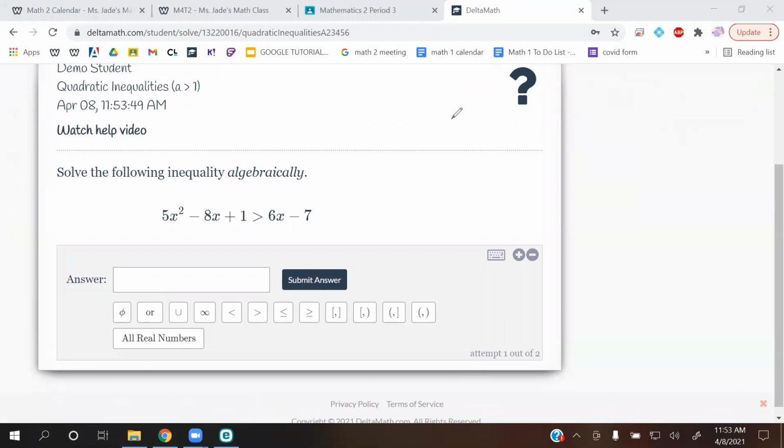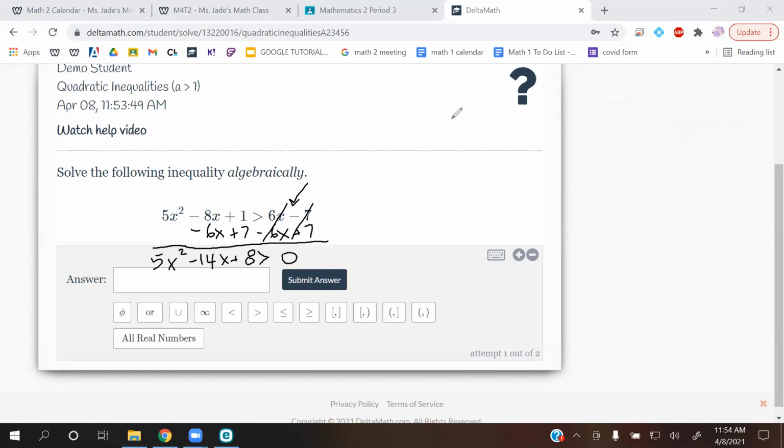Okay, so remember, we're going to set this side to be 0. So we want to make this a 0. What I'm going to do is subtract 6x, and then add 7 because I want to make it a 0. That way these can cancel out, and we'll have a 0. So over here, we have 5x squared minus 14x plus 8 is greater than 0.